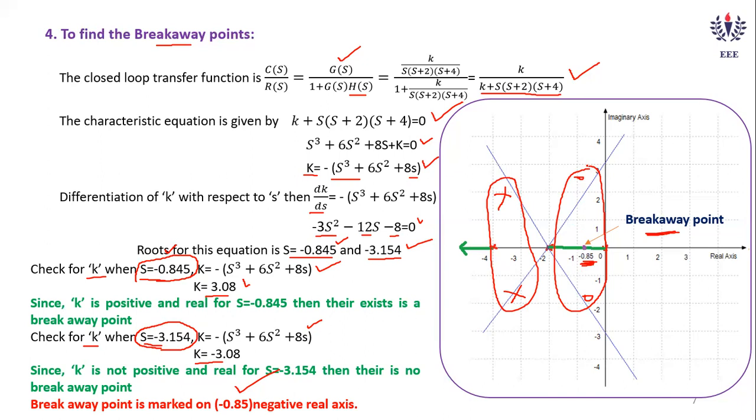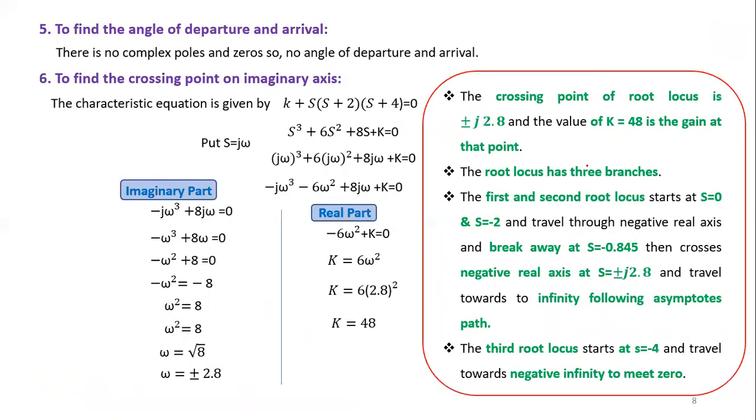But in our case, we do not have complex poles or complex zeros, so there is no need to calculate the angle of arrival and angle of departure. We can skip that step. Okay, and coming to the next step.